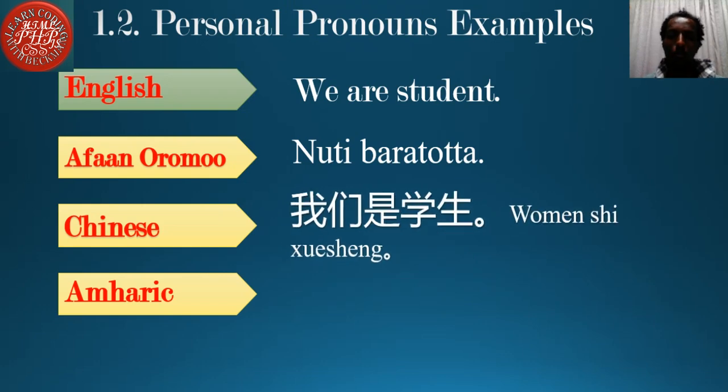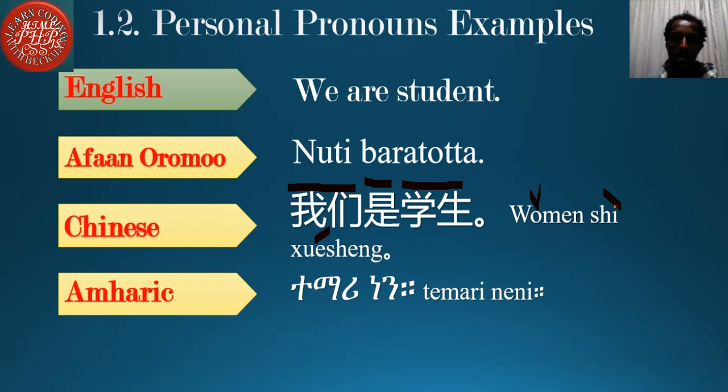In case of Chinese, 我们是学生。 Look, I will put some tones on the pinyin syllables: 我们 contains the third tone, 是 the fourth tone, 学生 the second tone, and 生 has no tone. So when we read it, it will be soft, with no more emphasis. 我们 means we. 是 is the verb to be, indicating are. 学生 means student. So we can easily say in Chinese, we are students: 我们是学生.